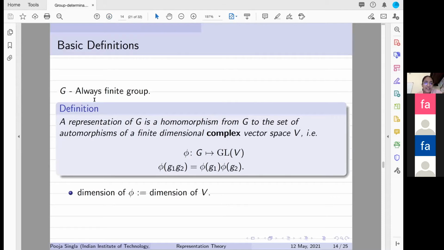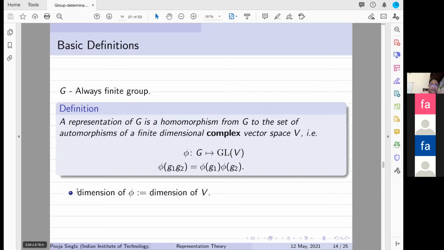Given a finite group G, a representation of G is a homomorphism phi from G to the set of automorphisms of a finite dimensional complex vector space V, which I write as GL(V). These are automorphisms of a finite dimensional complex vector space. And group homomorphism says that phi(g1 g2) is phi(g1) phi(g2), and the identity goes to the identity, right? So these are the two things that I want for a representation.